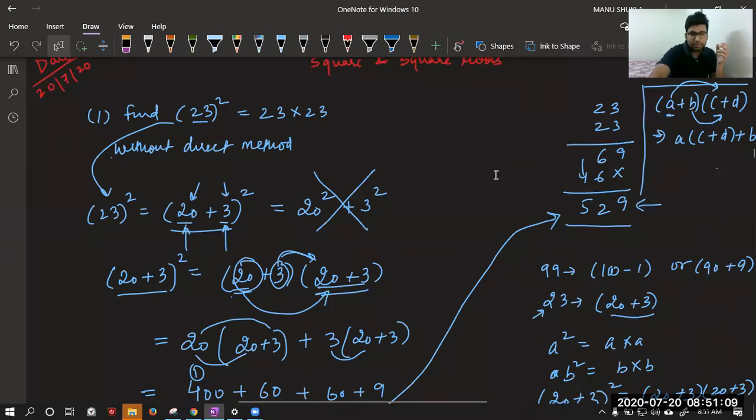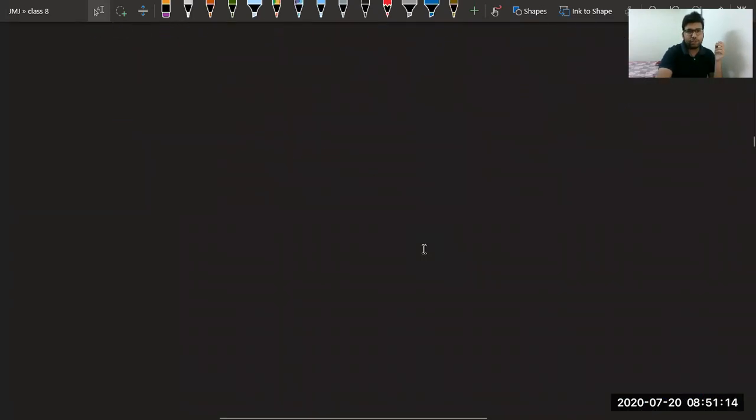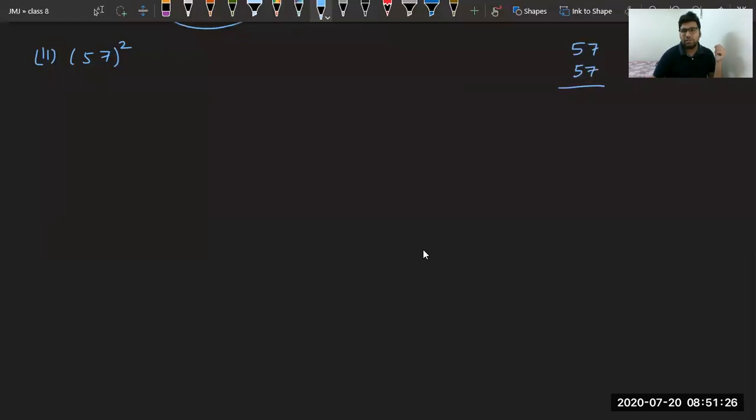Now, let's see the next example. Suppose I give you 53 square, or let's take 57 square. Second example, 57 square. If you find directly, it will be like this. 7 sevens are 49, 4 carried, 7 fives are 35 plus 4, 39, cross will come, 5 sevens 35, 25 plus 3 is 28. Answer coming is 3249.